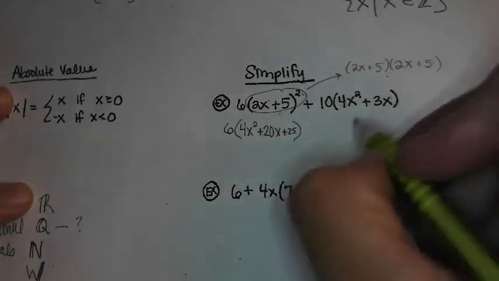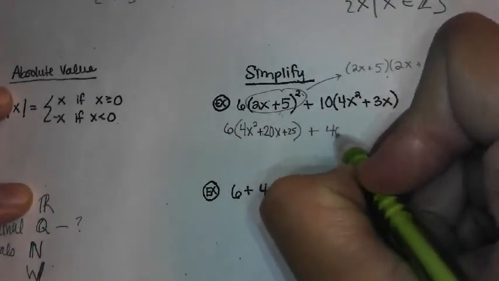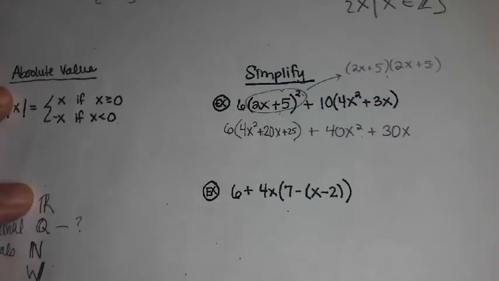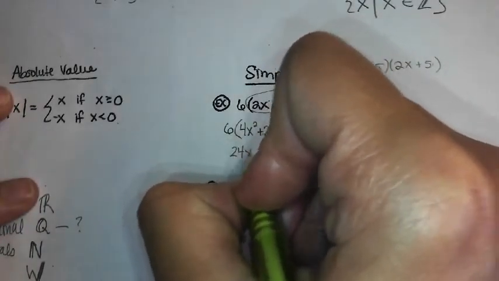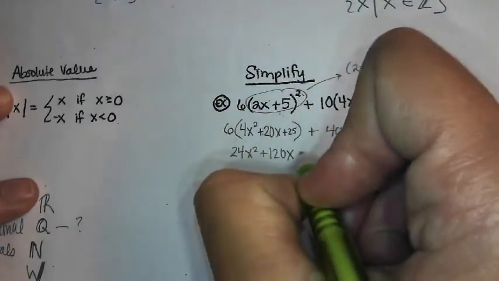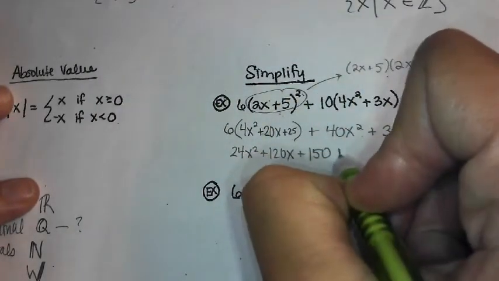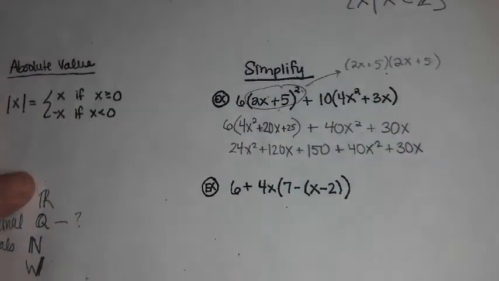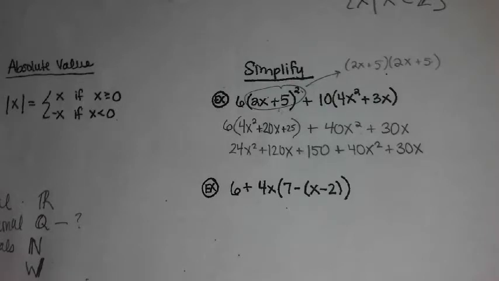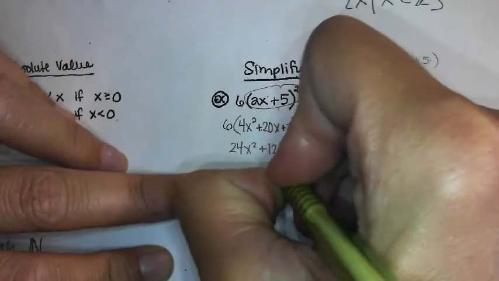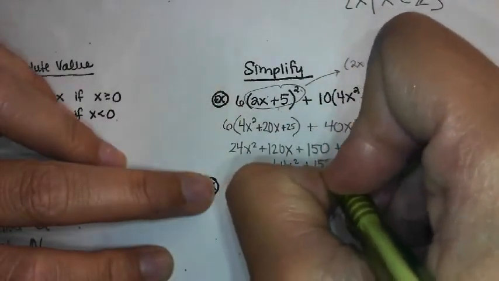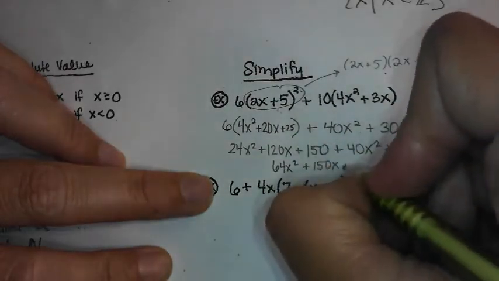And then I'll distribute the 10 while I'm at it, so that's going to be a 40x squared plus a 30x. Distribute that 6 now, 24x squared plus 120x plus 150. And then combine our like terms. So what do we have? 64x squared, plus 150x, plus 150.